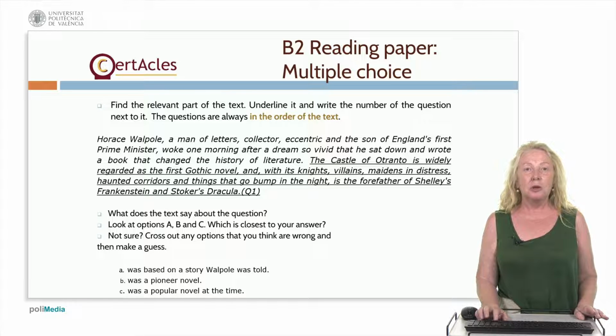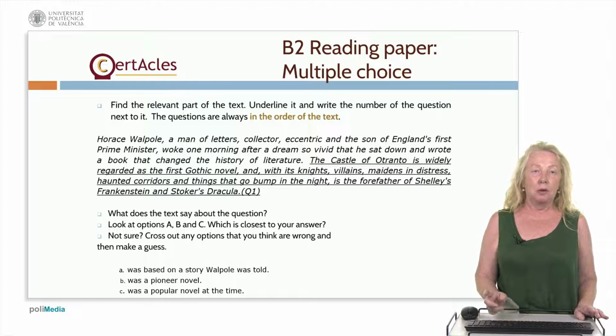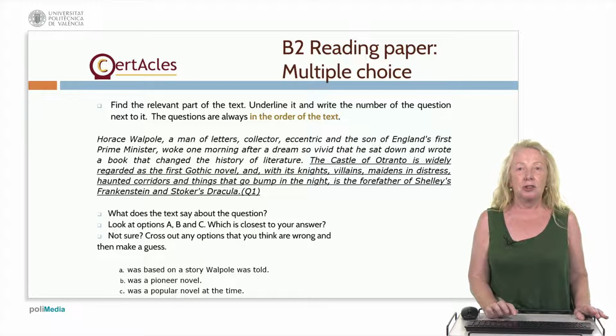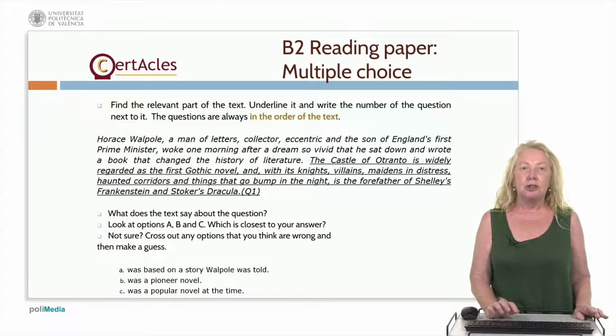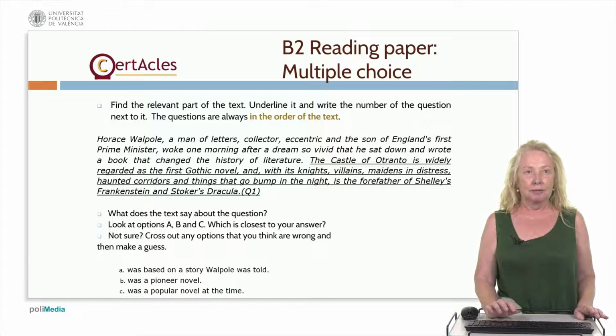You've written the number of the question on the part of the text where you found your answer, so if you have time at the end, you can go back and quickly check your answers again. Most people find this a good way to do this type of task because it's difficult to remember the 3 options and read and understand the text at the same time without going backwards and forwards from the text to the questions, which can be stressful and time-consuming.